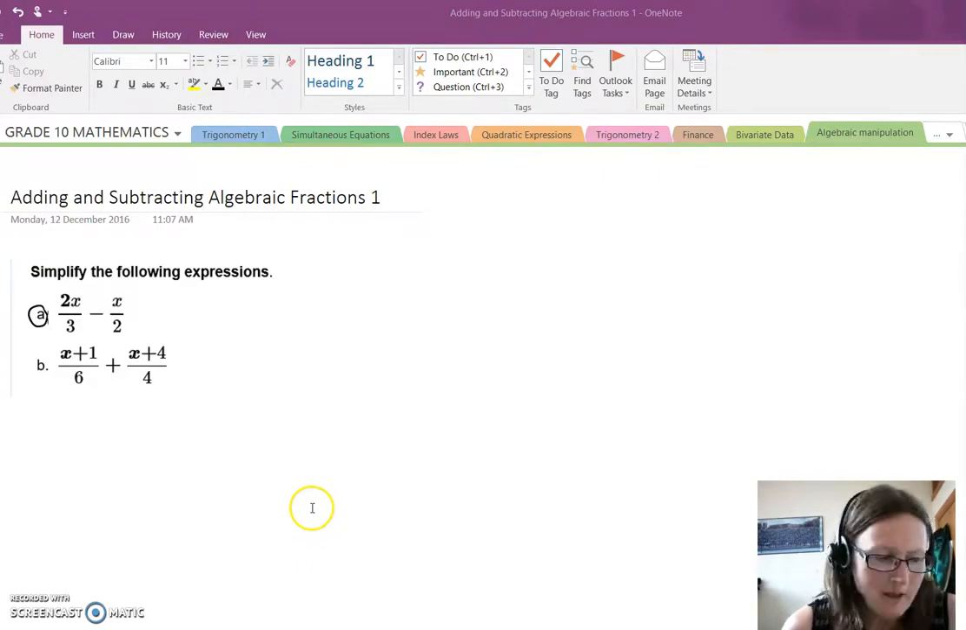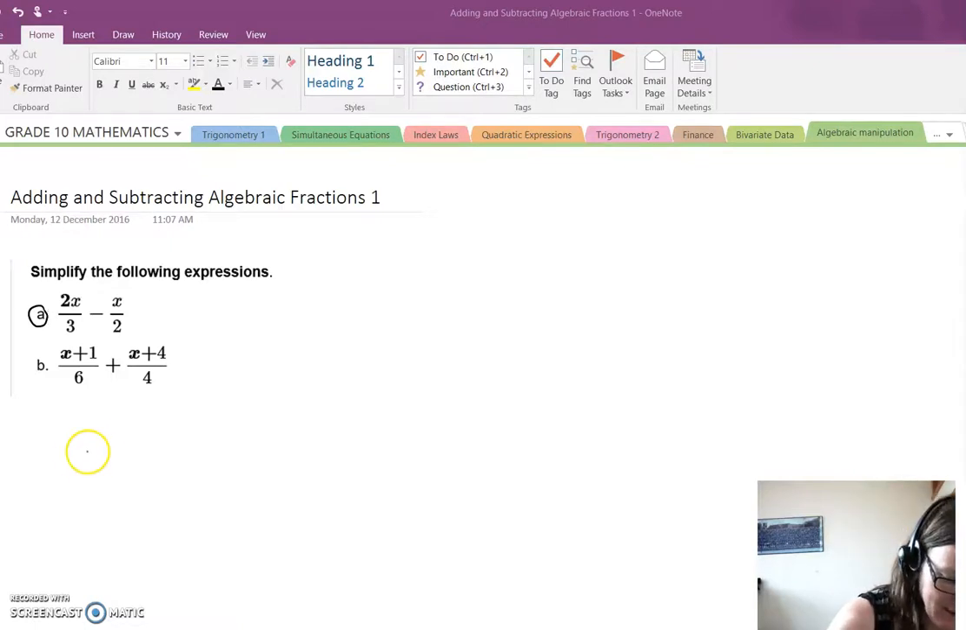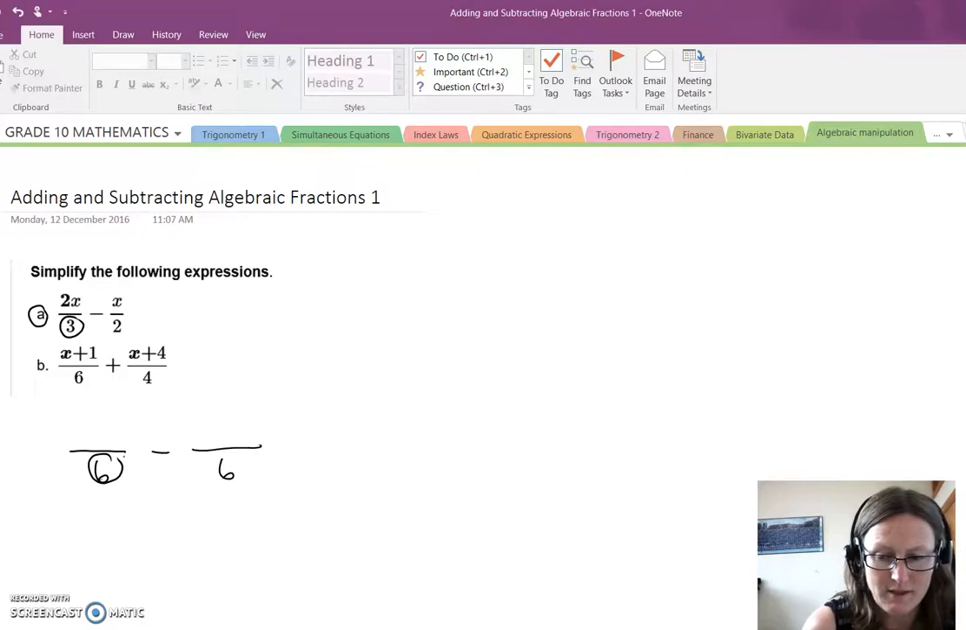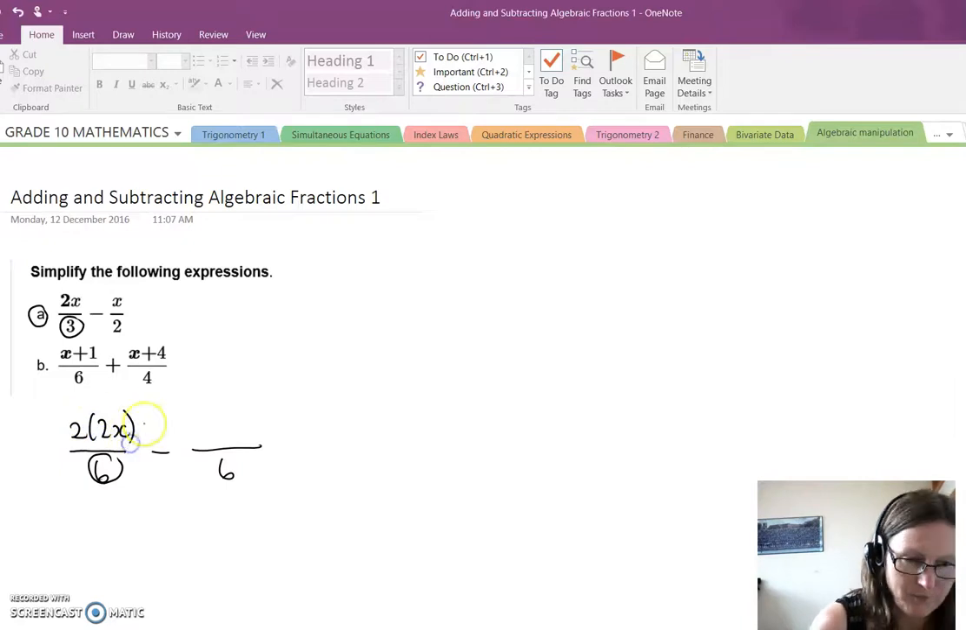Before we can subtract these, we need to get the lowest common denominator. We need to think of what number both 2 and 3 go into. The answer to that is 6. So we put both of these over 6. How do we get from 3 to 6? The answer is 3 times 2 is 6. So we've timesed the bottom by 2, so we times the top by 2.